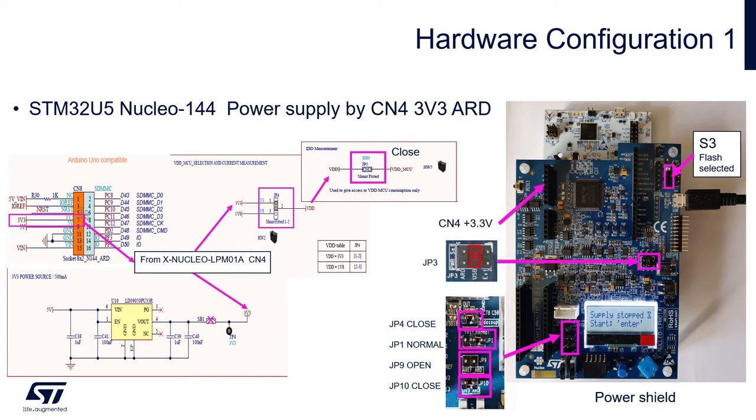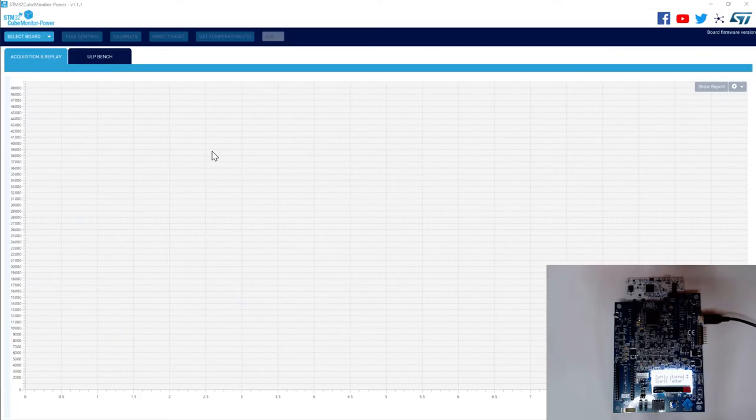Before launching the STM32 CubeMonitor Power Tools, configure your board as configuration 1, as already explained in the previous slide. So now you can start the STM32 CubeMonitor Power Tools to connect to the PowerShield. Select board. Okay, click on Take Control.